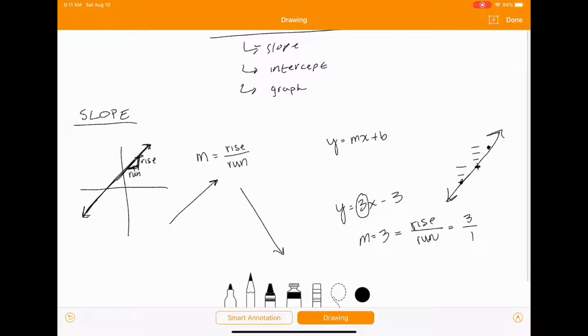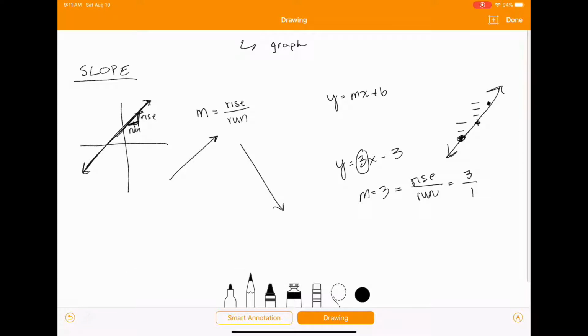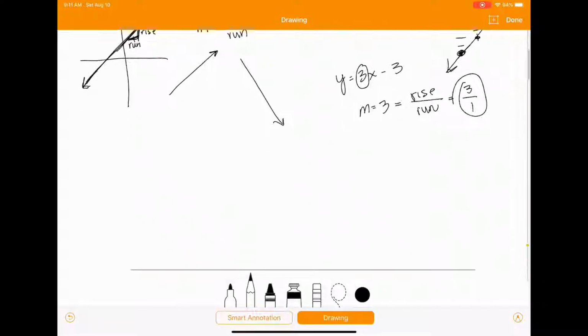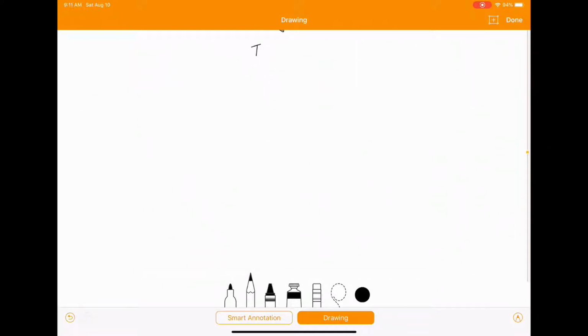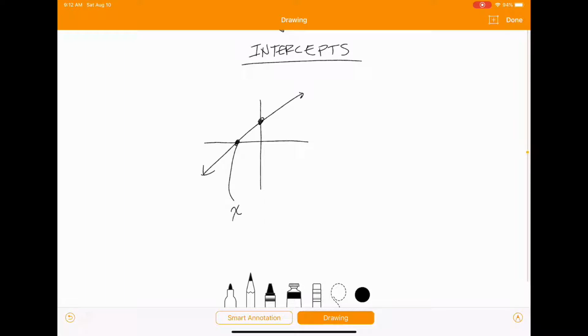Now, the next thing we need to do, we need to figure out a starting point before you can start counting off your slope. So that's where your intercepts come in. Now, your intercepts are the points where your line crosses your x and your y-axis. So this here would be your x-intercept, and this is going to be your y-intercept.